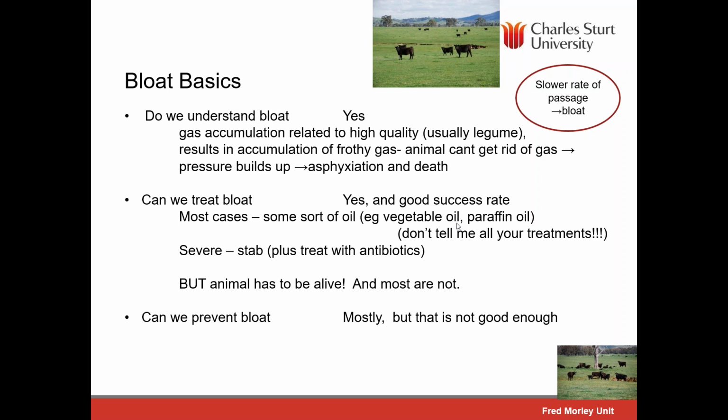But basically 100 to 250 mils of vegetable oil, probably 100 to 150 mils of paraffin oil. If the animal is alive, it will almost always save them. If they're severe and you can't get them down to the yards and they've just fallen over, you can certainly stab them and physically release that gas. Putting in a little needle won't do anything at all. You really need to make a decent opening, and usually you have to then treat them with antibiotics.